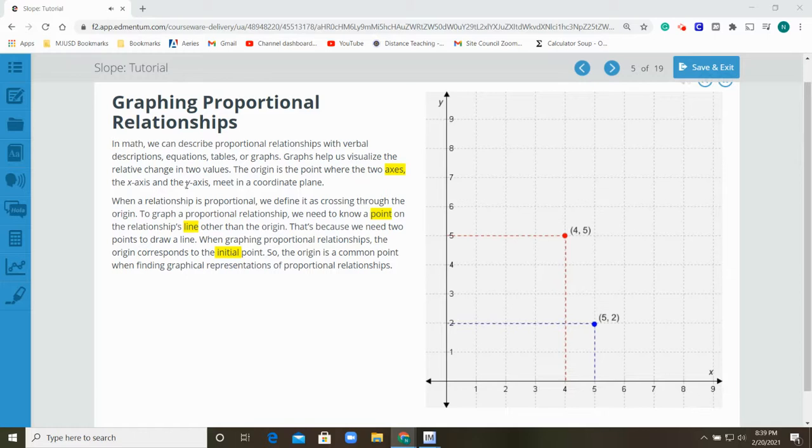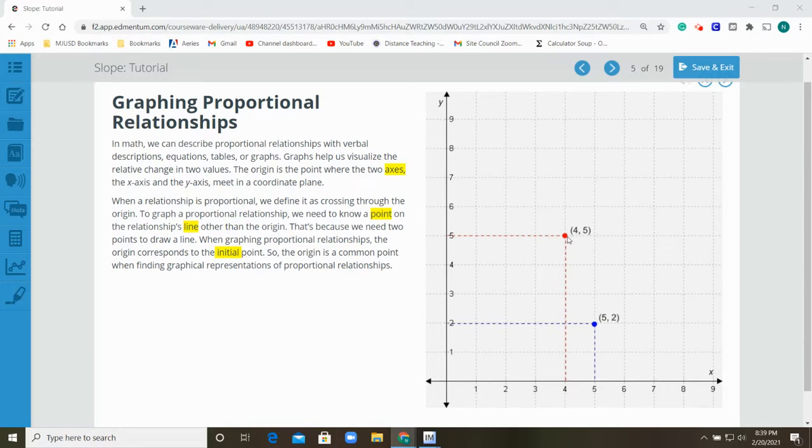To graph a proportional relationship, we need to know a point on the relationship's line other than the origin. That's because we need 2 points to draw a line. When graphing proportional relationships, the origin corresponds to the initial point. So, the origin is a common point when finding graphical representations of proportional relationships.